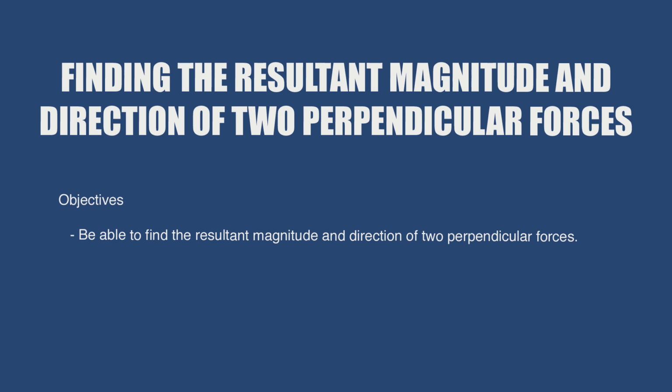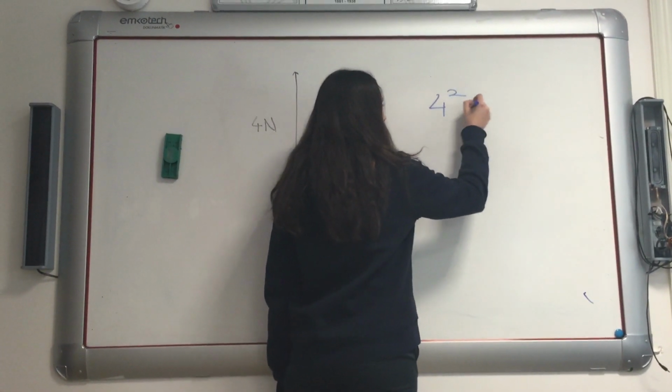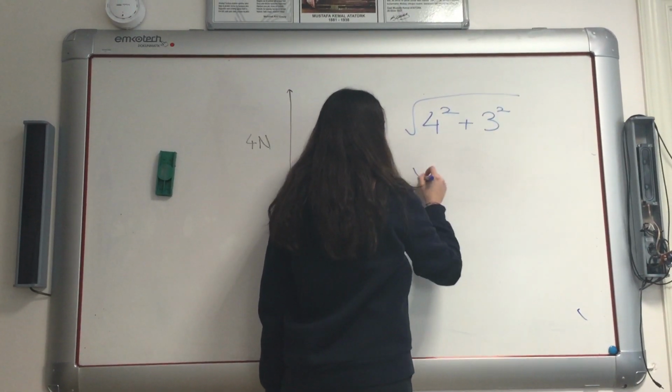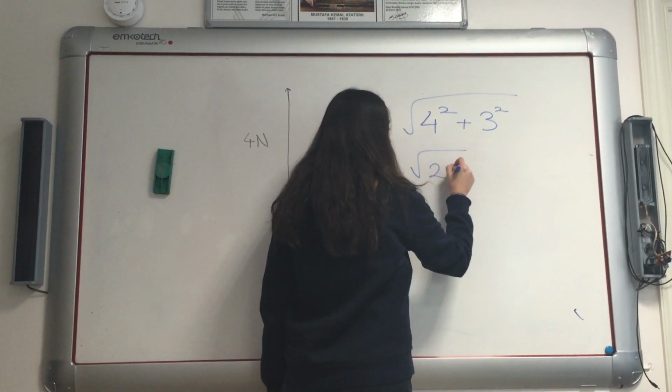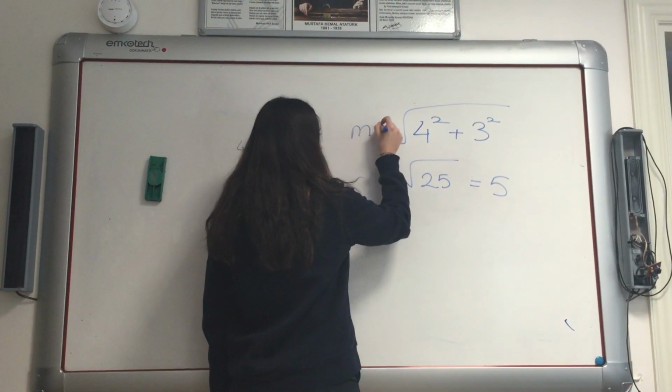Now that might seem obvious to you now, but one of the most common mistakes that students make is when they're trying to find the resultant direction and magnitude of two perpendicular forces acting on a single object. Finding the magnitude is easy. Because these two forces are perpendicular, we have a right angle triangle, and Pythagoras' theorem tells us that the square of the hypotenuse is equal to the sum of the squares of the other two sides.